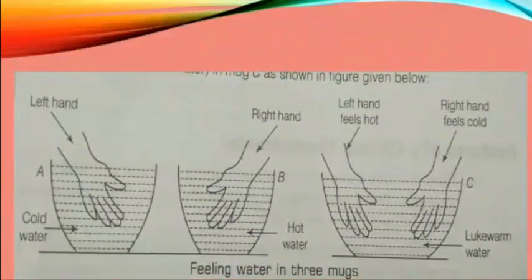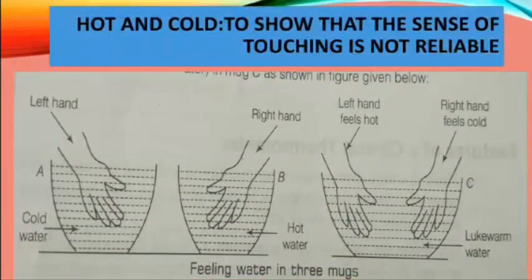Now children, let us do another activity. So here we have three mugs, that is A, B and C, and put cold water in mug A, hot water in mug B and slightly warm water in mug C as shown in the figure. Now children, first of all, dip your left hand in cold water in mug A and right hand in hot water in mug B. Make the hands be in this position for 2 or 3 minutes.